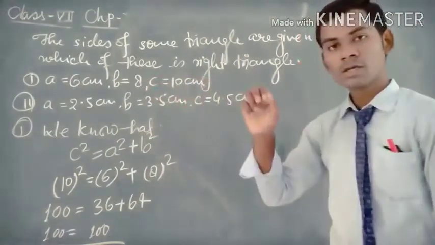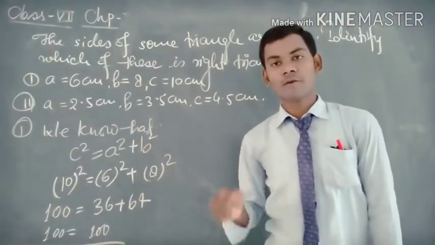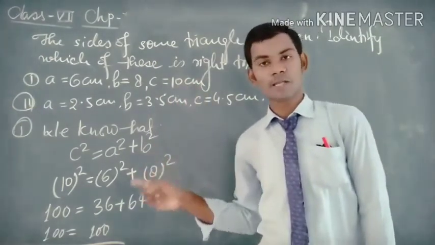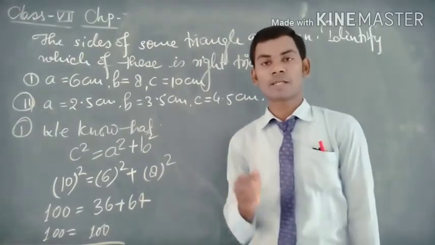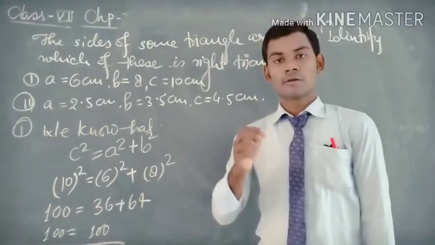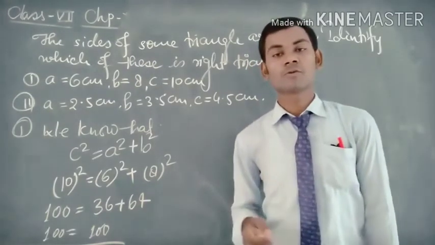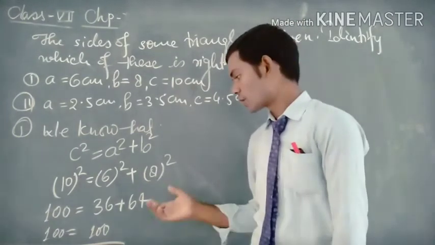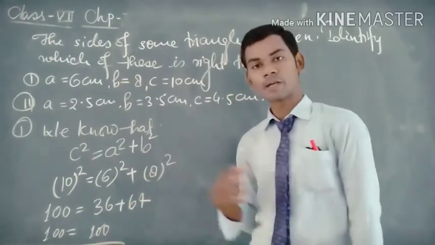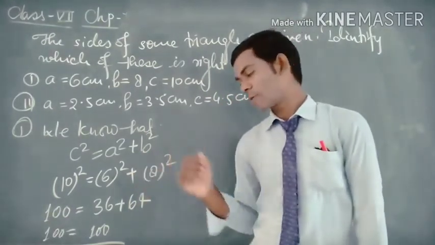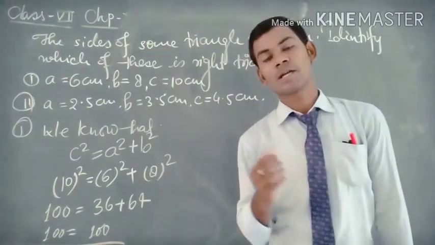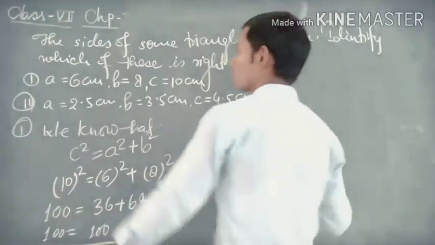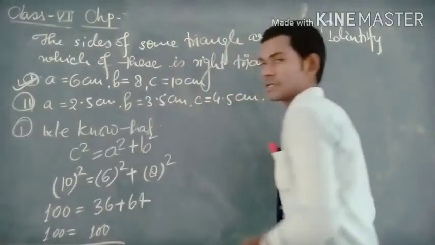the first set of sides forms a right angle triangle because it satisfies the Pythagoras theorem. Because the Pythagoras theorem states that the square of the hypotenuse is equal to the sum of the squares of the other two legs. So here, when we operate on the basis of the Pythagoras theorem, we get that the square of the hypotenuse is equal to the sum of the squares of its other two legs. So this satisfies the Pythagoras theorem, and hence it forms a right angled triangle.